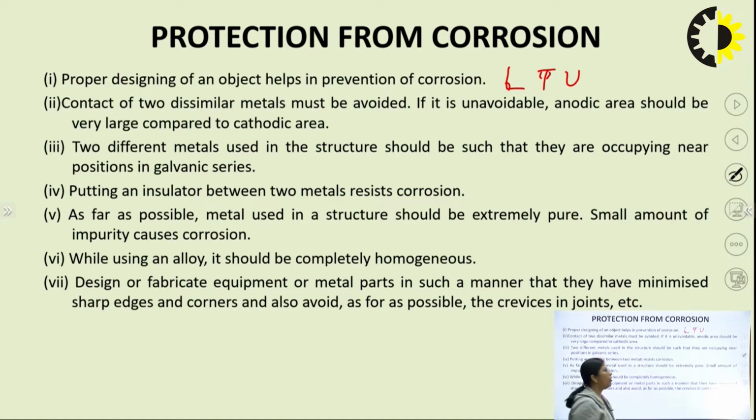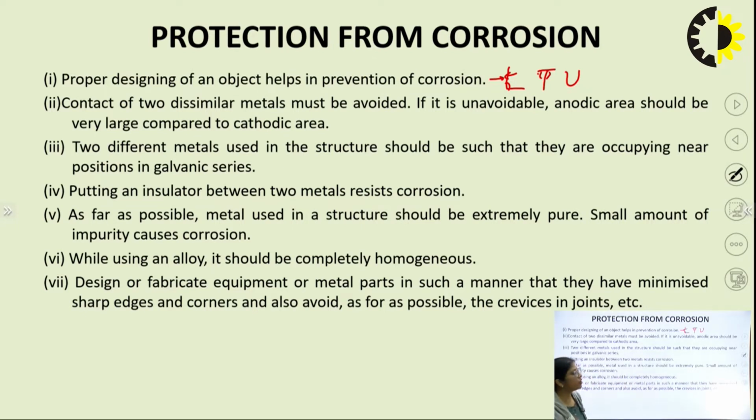Why? Because at these corners, the concentration of oxygen is less as compared to the outer surfaces. As a result, an oxygen concentration cell is developed by the difference in oxygen concentration, and the formation of this oxygen concentration cell accelerates the rate of corrosion. So it is better to use simple designs and avoid the L's, T's and U's and these corners.